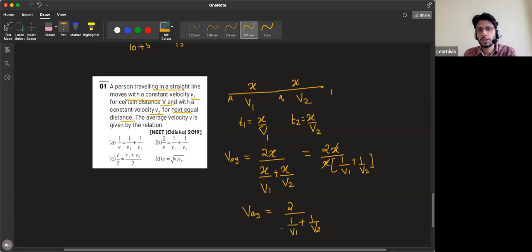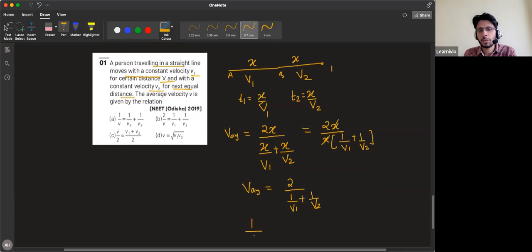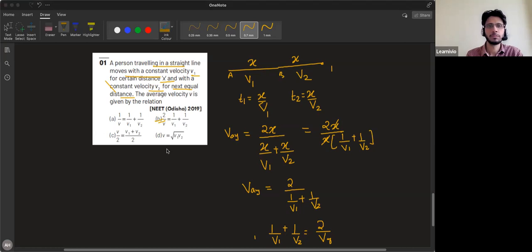So what you can do is you can take this whole term to the left hand side. So you can write that 1 by v1 plus 1 by v2 is 2 by v average. So B option is correct. Very good. Memuna, Betsy, Saifullah, all were with option B. So is it clear? Yes, sir.